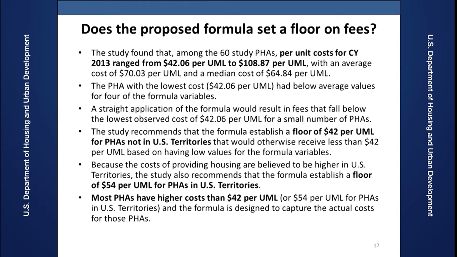So for these reasons, the study recommends that the formula establish a different floor for PHAs located in the U.S. territories. And we recommended a floor of $54 per unit month leased, which is based on a calculation related to the lowest fee received among these PHAs during the study period. But it's important to note that most PHAs will have higher costs than the formula floors, because they have higher values on the variables, and the formula is designed to capture the cost for those PHAs. So it's only a small number that would be affected by the formula floor.